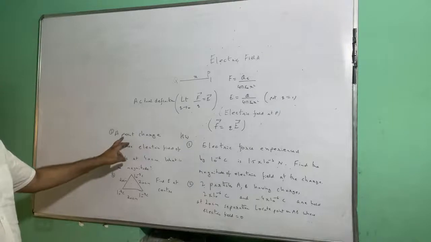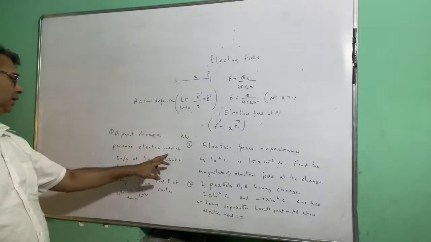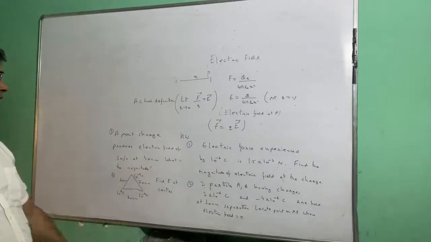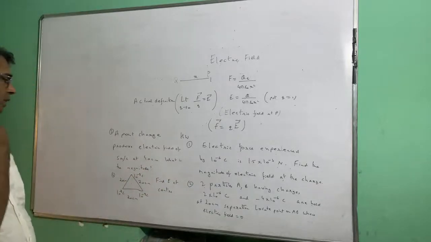Question number 3. A point charge produces an electric field of 5 Newton per coulomb at 40 centimeter. The question is, what is the magnitude of the point charge?